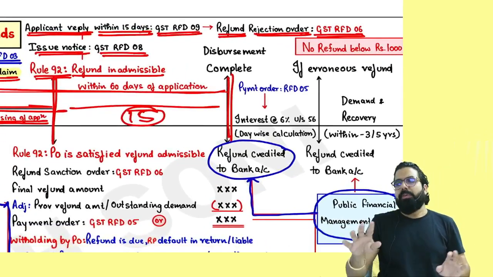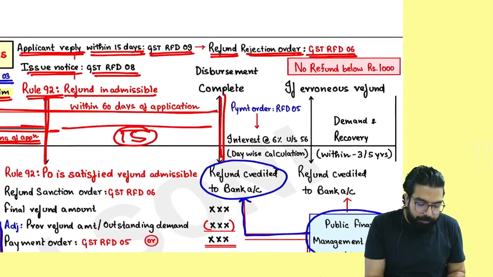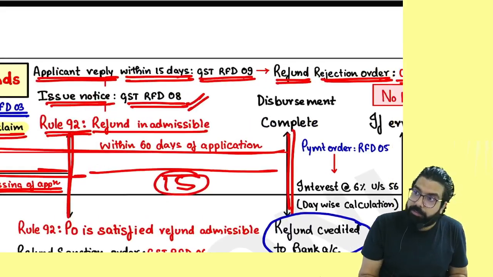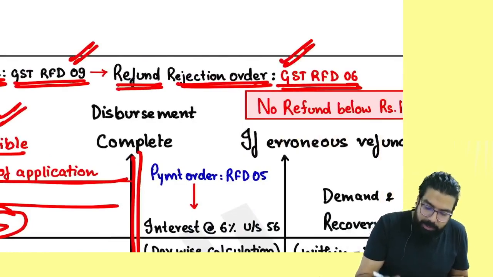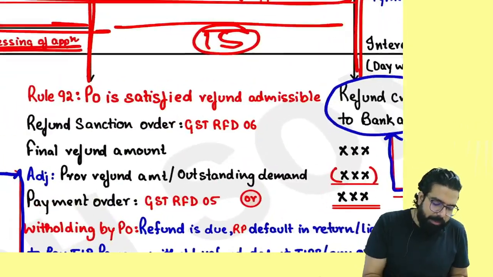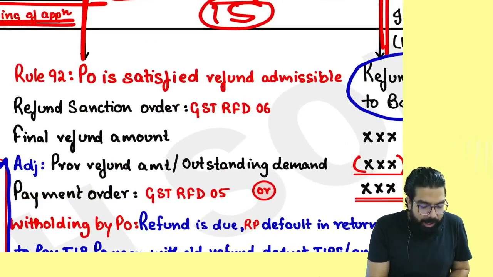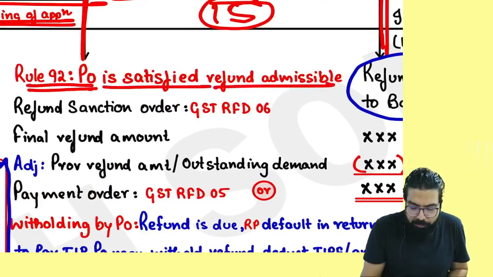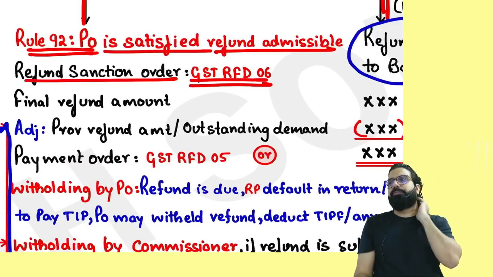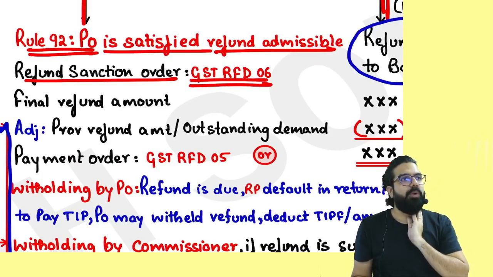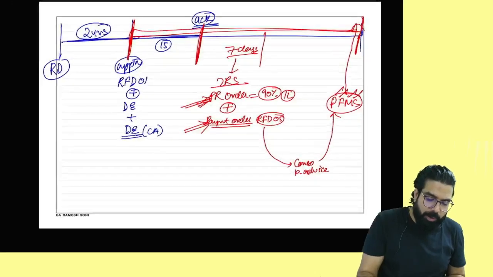People, if the refund is inadmissible, what will the officer do? He will issue you a notice. You have to reply in RFD 09. Then either he will pass a rejection order, or he will say, I like your reply, and the proper officer is satisfied that the refund is admissible, then he will go ahead and pass a refund sanction order. Are we clear, everyone? Now, people, can you tell me what did I tell you till now?